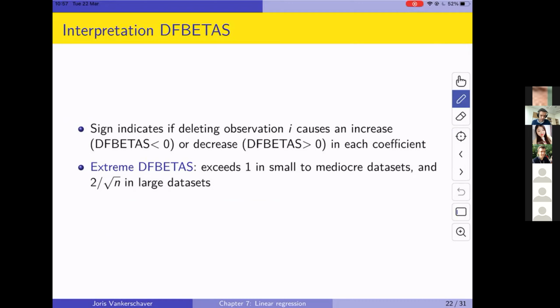And so what do we want to look for when we have these values? As a rule of thumb, when we compute these values, we want to look for a value that's higher than 1 in small to moderate data sets. So let's say up to 50 data points, and one that exceeds 2 divided by the square root of n in larger data sets.